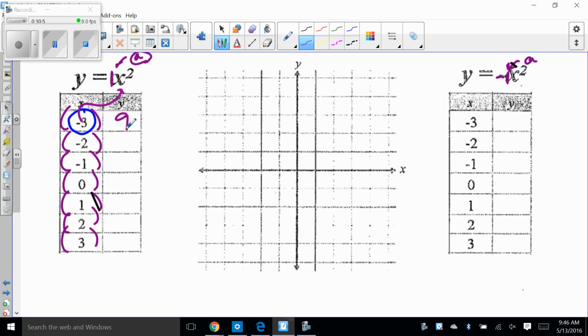Substitute -2 in. -2 to the second power. -2 times -2 is +4. Substitute again. -1 times -1 is 1. Substitute again. 0 in. 0 times 0 is 0. 1 times 1 is 1. 2 times 2 is 4. 3 times 3 is 9.